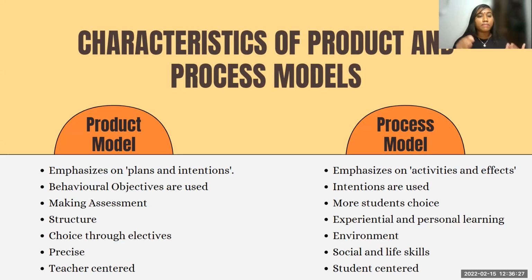Environment plays a role here also. Maybe they need a calm environment to learn things. Maybe they need an environment where they are surrounded by their friends or something that they like, so that they can learn information faster than in the more traditional way. Social and life skills come in handy in the process model as well, because they are experiencing and putting it into work.